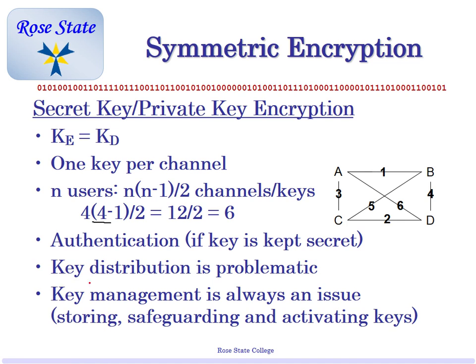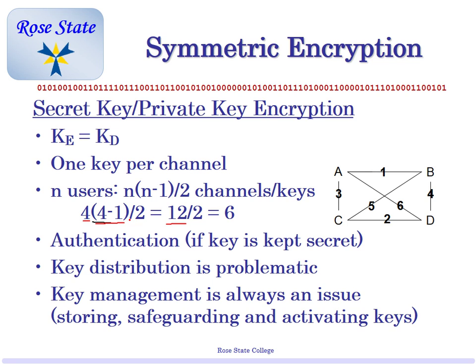Okay, so the math is 4 times (4 minus 1) divided by 2. So if there's 4 users, it's 4 times, what's 4 minus 1? 3. So 4 times 3 is 12. Divided by 2 gives us 6.